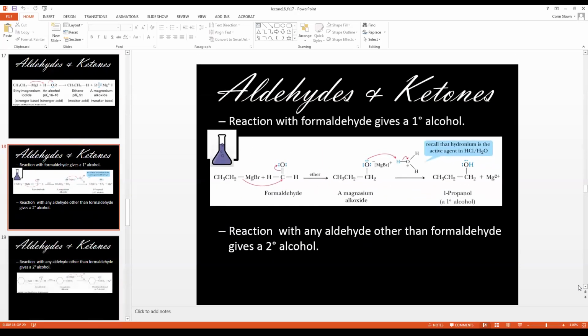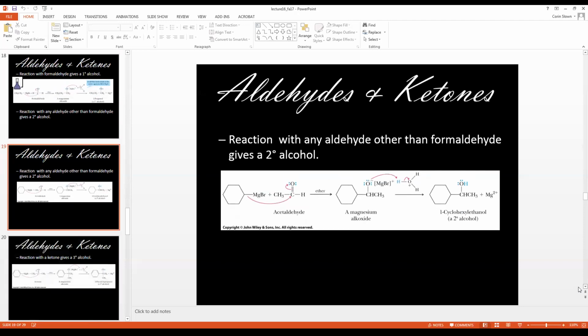When we think about the way that Grignard reagents react with aldehydes, they're going to provide a primary alcohol. So the Grignard reagent is going to be the nucleophile, which attacks the electrophile, in this case formaldehyde. That's going to generate a magnesium alkoxide, and that magnesium alkoxide is going to take a proton from hydronium to generate 1-propanol. And again, if we think about this, the reaction with any aldehyde other than formaldehyde is going to give a secondary alcohol. That's an important distinction to make.